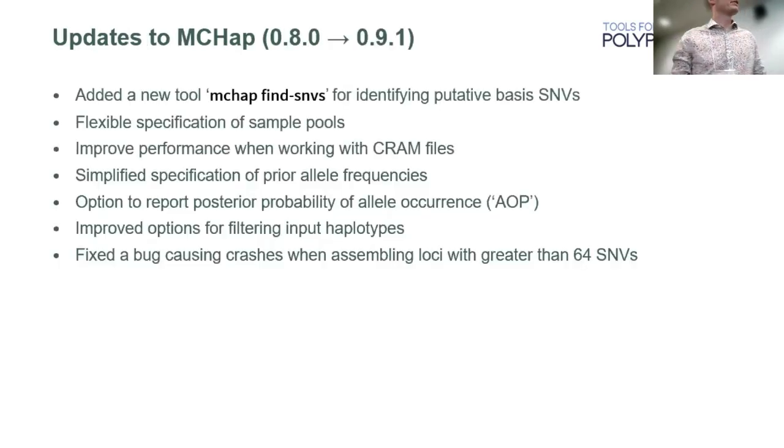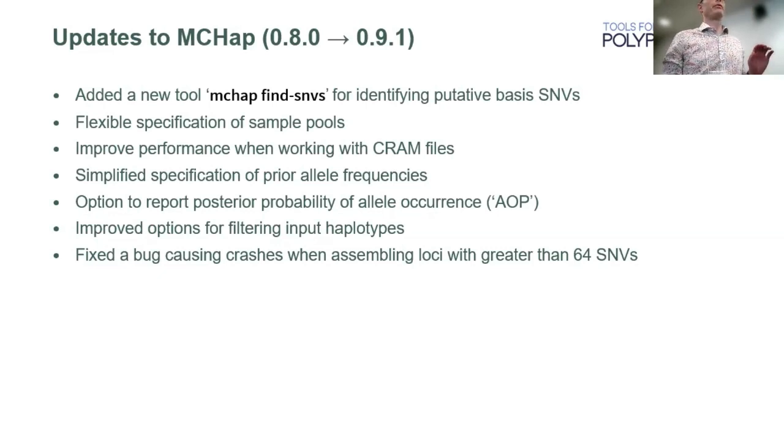So since the last time I gave this talk, MCHAP's been updated a couple of times to version 0.9.1. There's quite a lot of just housekeeping and bug fixes in there, but for the bigger advances, we've got a new tool in there called Find SNPs. This is a way of identifying putative SNPs without actually calling genotypes to inform your haplotype assembly.